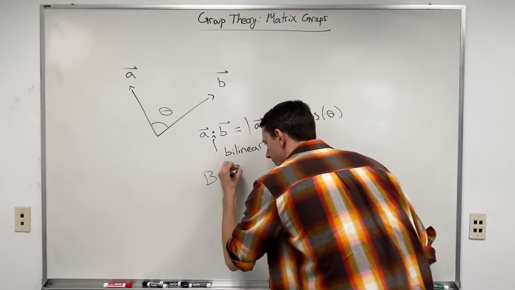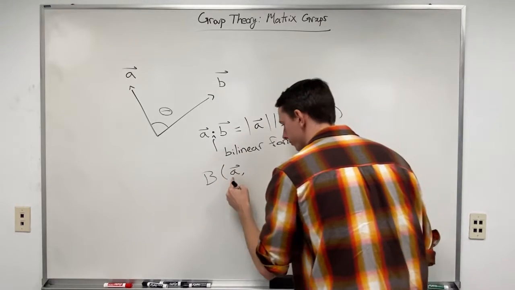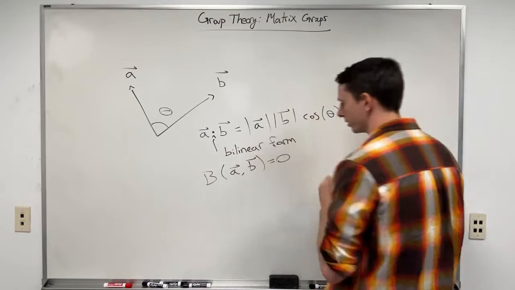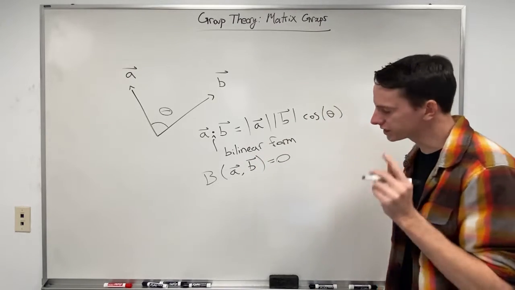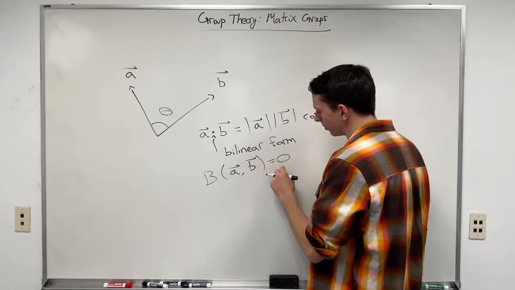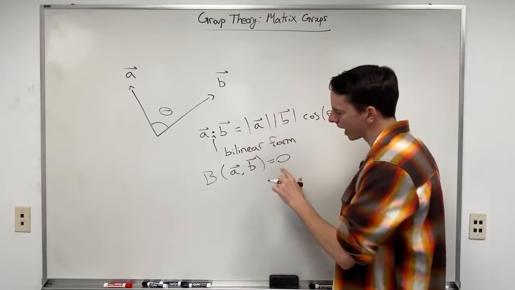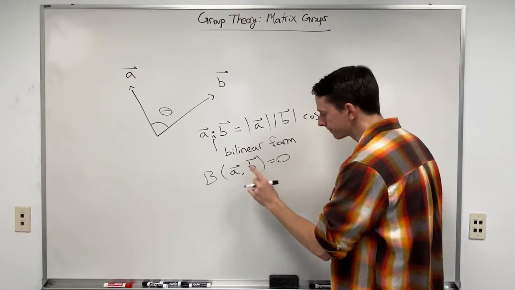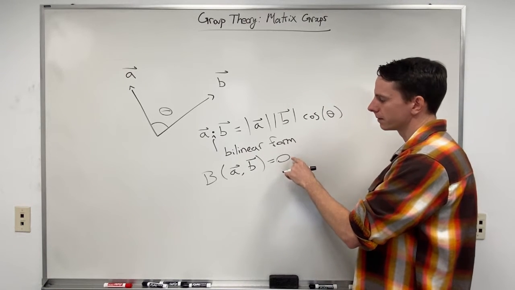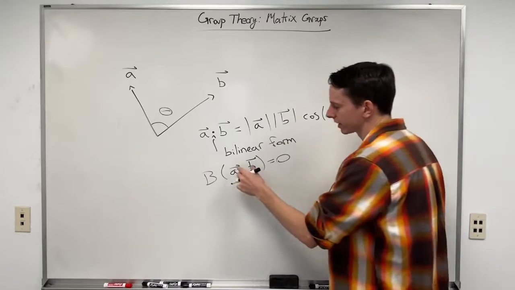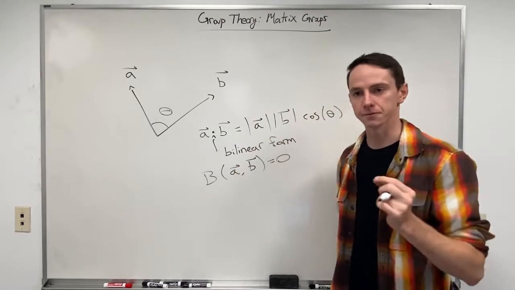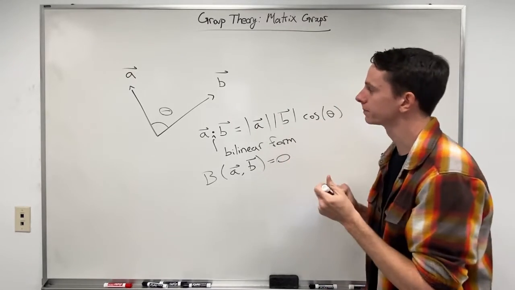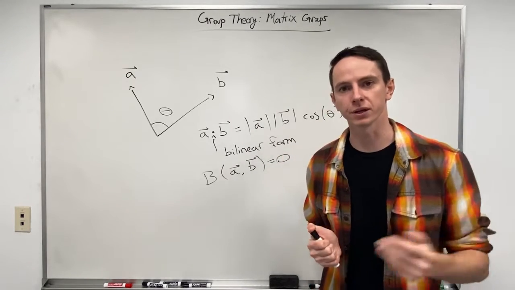And maybe I want to have some general type of bilinear form B which takes in our two vectors, and maybe its output would be 0. And it turns out that if the output of a general bilinear form acting on two vectors is 0, then we say that the two vectors are orthogonal to each other. So orthogonal gets introduced in the context of vectors as a generalization of being perpendicular.